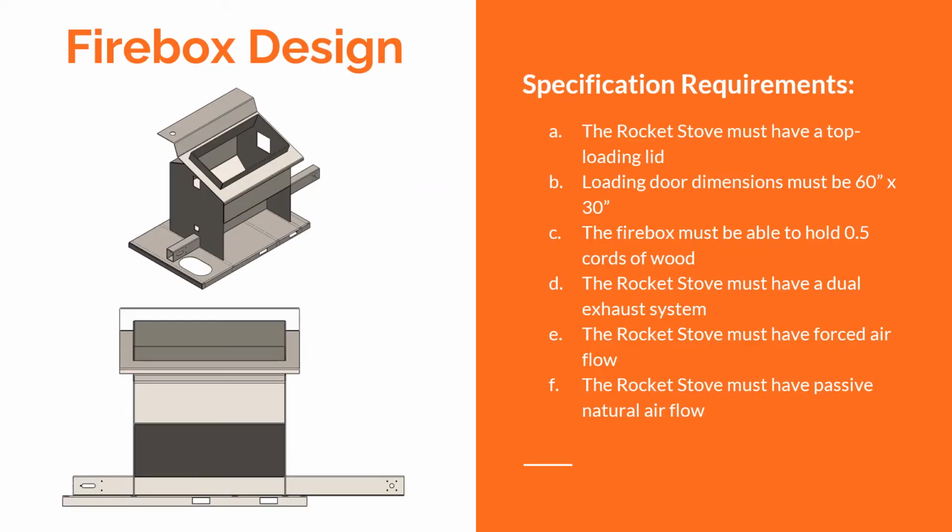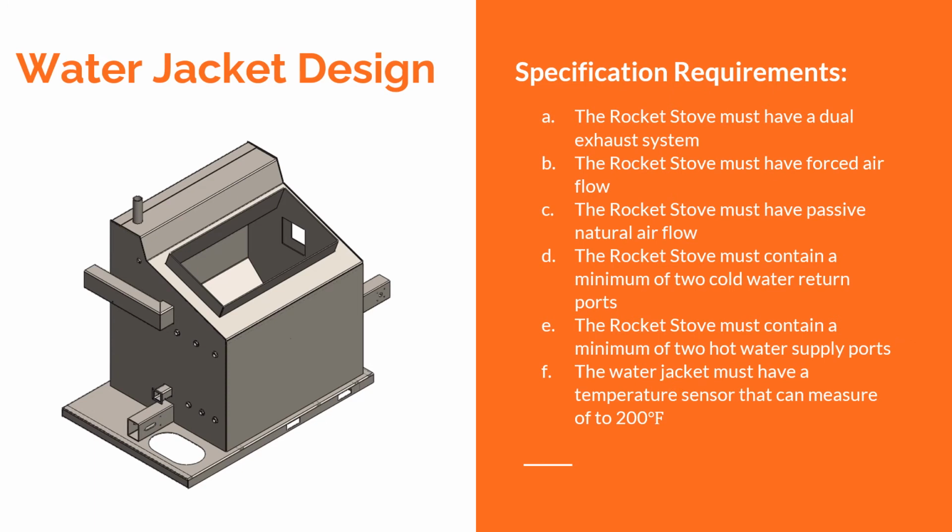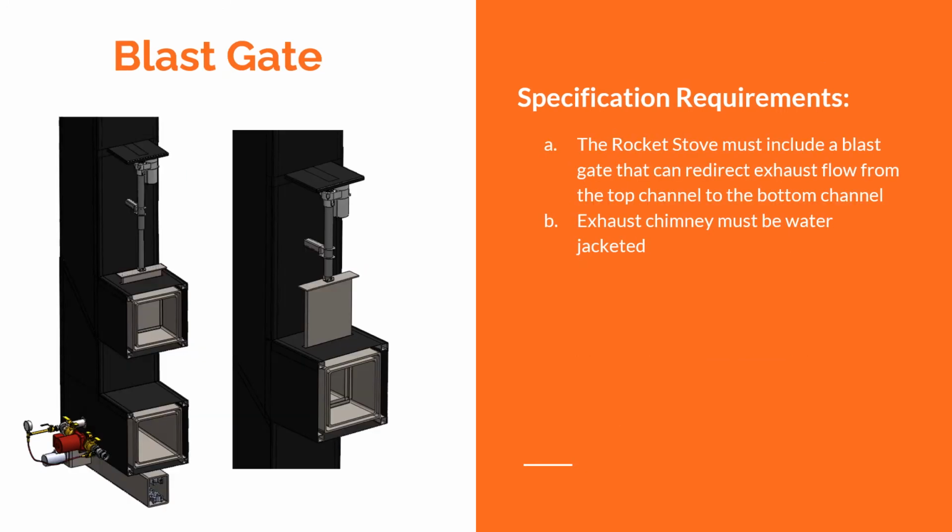Some key design features: it needs to take a 6-foot or 60-inch long log and hold a half cord of wood. Surrounding the firebox is a water jacket. This is how a building will be heated with water. The water is boiled and then pumped into a heated space where a heat exchanger will convert the water to forced air heat or in-floor heating.